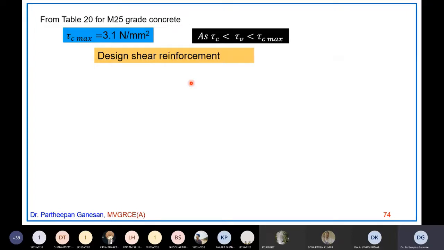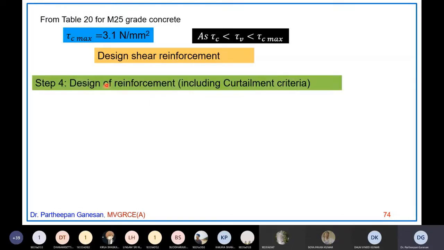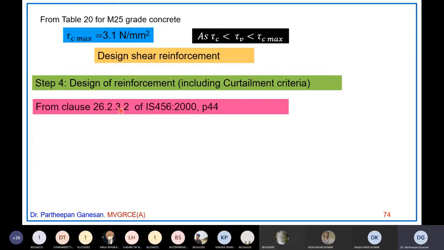Remember, if the main reinforcements are cut, I am saying cut, I am not saying bent up. Bent up means all the reinforcements are there. Here, the reinforcement of 3 numbers of 25 mm diameter bars is cut at 1.5 meter only. So instead of 3 meter, you have only 1.5 meter length. So when the main tensile reinforcements are cut, your code says design of reinforcement including curtailment criteria. This is given in 26.2.3.2 in page number 44. Is that clear? What is meant by curtailment? Curtailment means you are cutting off some reinforcement where it is not required.